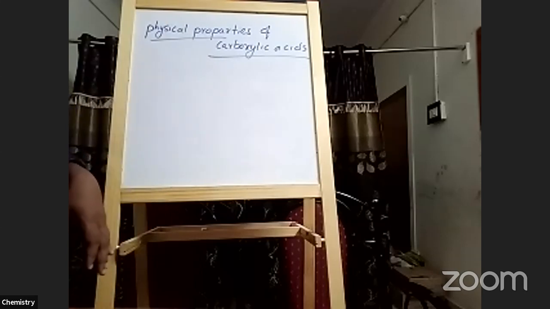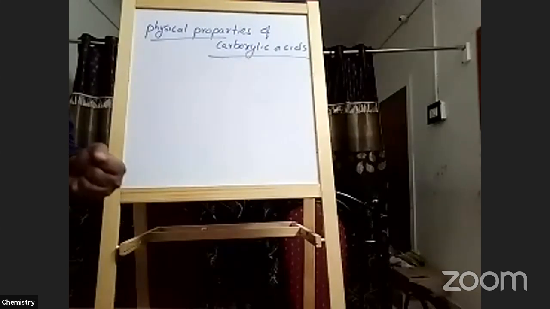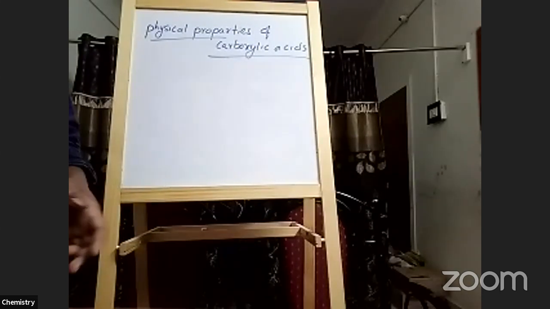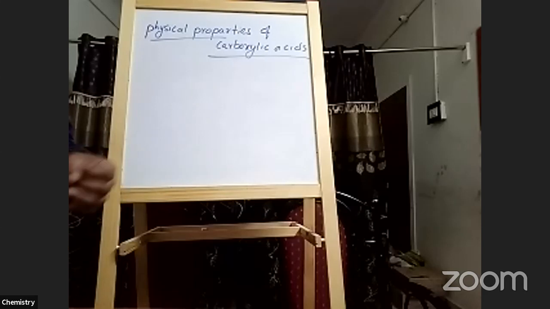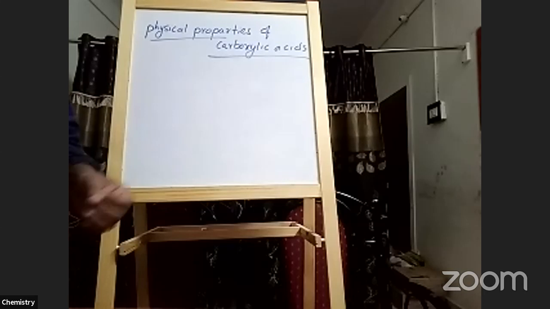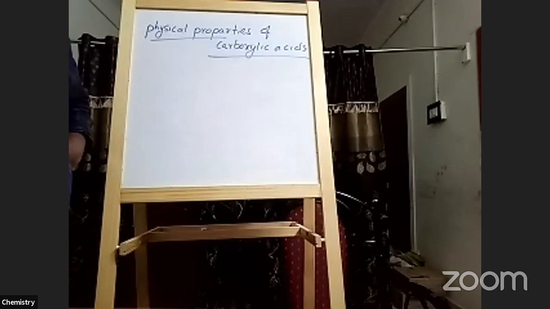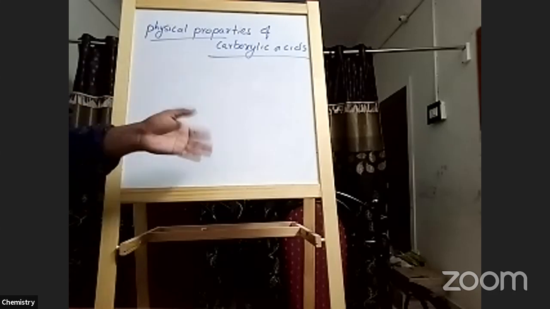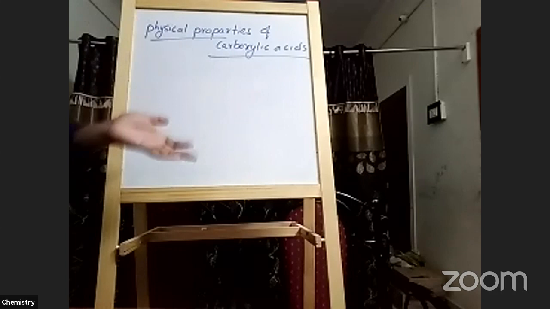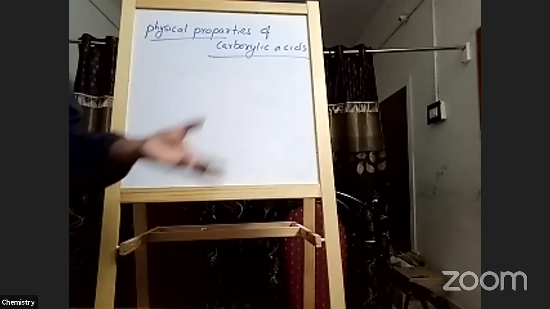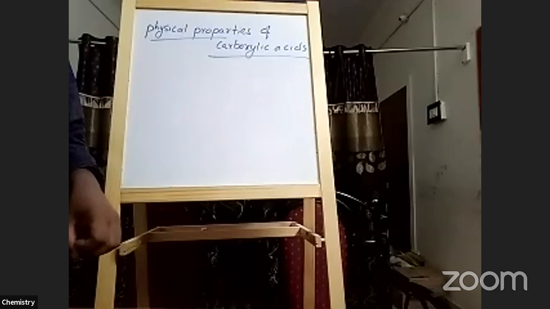But here, carboxylic acid has the highest boiling point, even higher than alcohols. In this chapter, if they ask for the physical properties of carboxylic acids, you need to remember that carboxylic acids have a higher boiling point than alcohols, aldehydes, ketones, hydrocarbons and ethers. They'll give it for 2 marks. They'll give aldehydes, ketones, carboxylic acids, alcohols and hydrocarbons, and ask you to arrange them in order of boiling point.